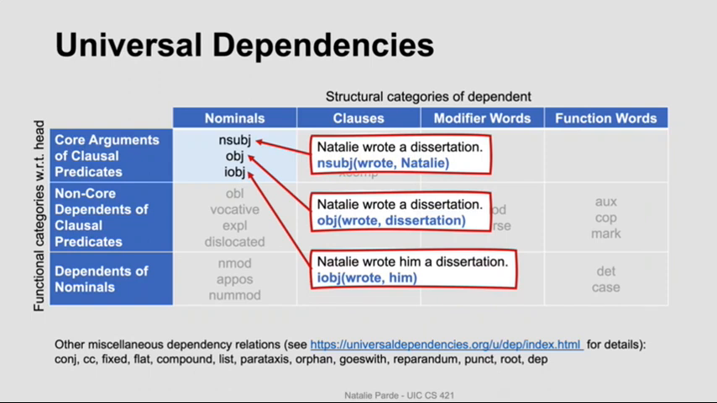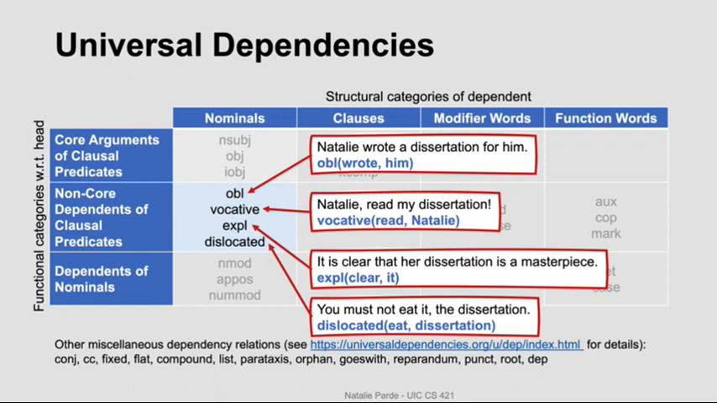So in the top left quadrant, we have dependency relations where the dependent is a nominal that functions as a core argument of a clausal predicate. These dependencies are the core types of relations that you're probably already well aware of, things like nominal subjects, direct objects, and indirect objects. Below that category, we have nominals that function as non-core dependents of clausal predicates. These are less obvious dependency relations.